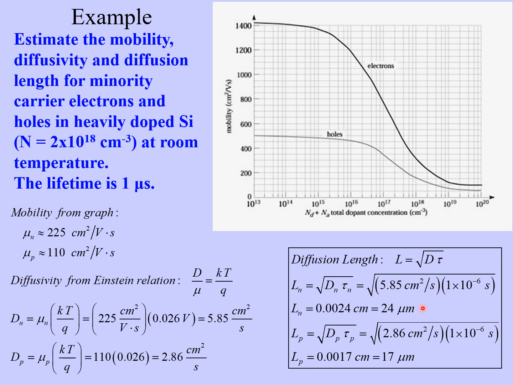There are just going to be more majority carriers for recombination, and so the minority carriers are not going to be able to diffuse as far. So that's why L is smaller. And here are the resulting calculations to figure out the diffusion length for holes. You can see I plugged in the numbers, 2.86 here, and there's our lifetime again, and came up with 17 microns.